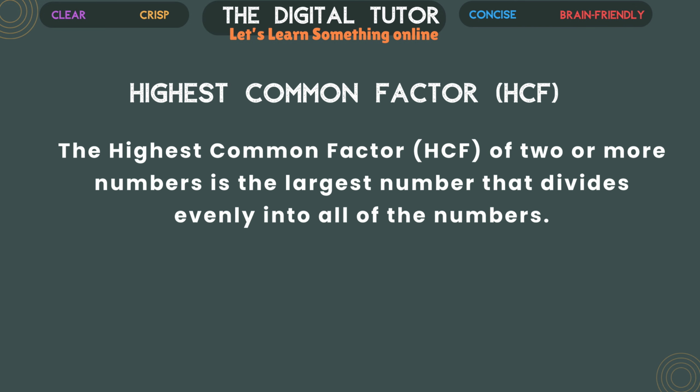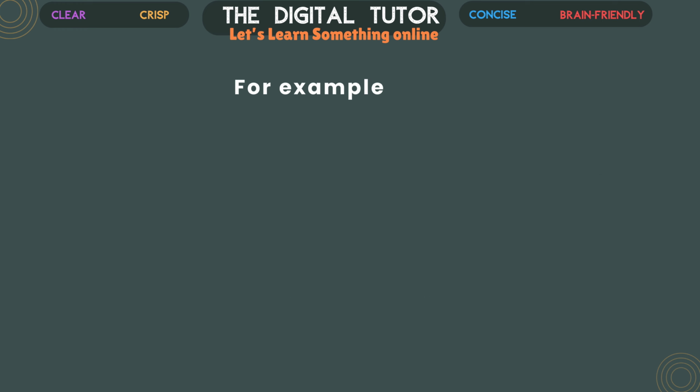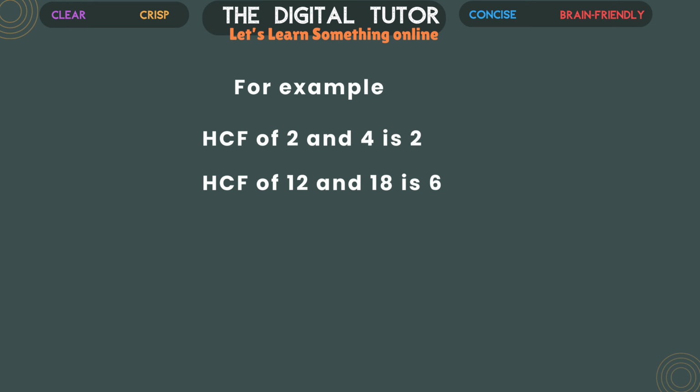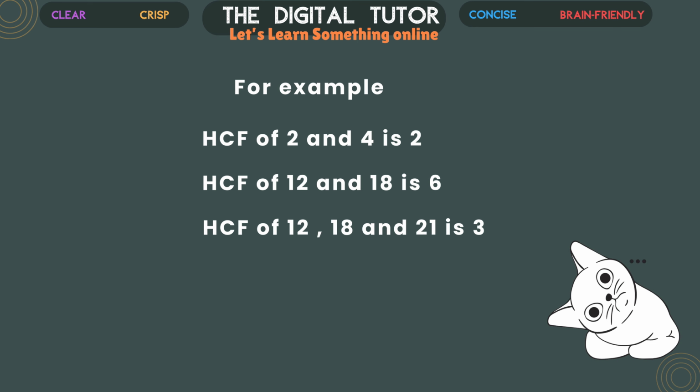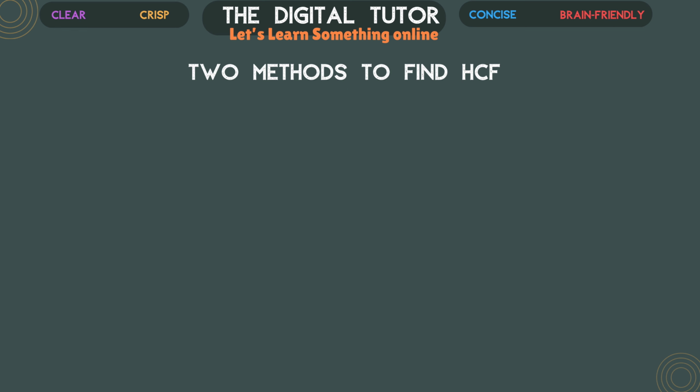The highest common factor, or HCF, of two or more numbers is the largest number that divides evenly into all the numbers. It is also called the greatest common divisor, or GCD. For example, the HCF of 2 and 4 is 2, the HCF of 12 and 18 is 6, and the HCF of 12, 18 and 21 is 3. So HCF is a small value compared to the numbers.